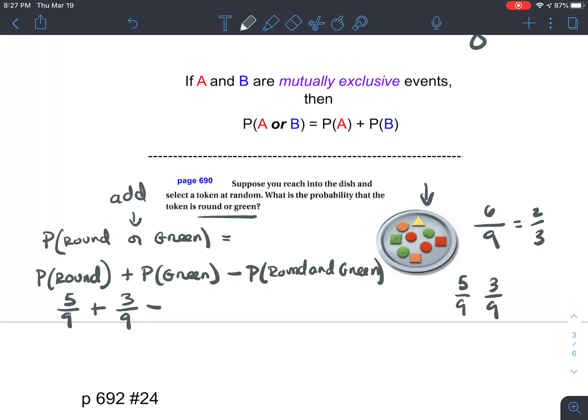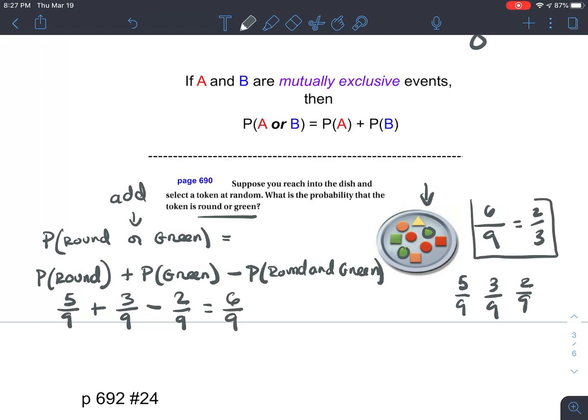Right? Now, from that, we have to subtract anything that is round and green. So which ones are round and green? Well, we have 1, 2 out of 9. So we're subtracting 2 out of 9 from that total. So when you add and subtract these, we get 5 plus 3 is 8, minus 2 is 6.